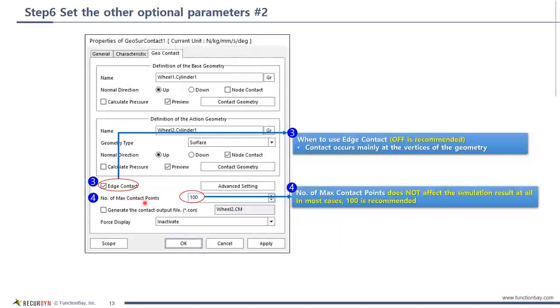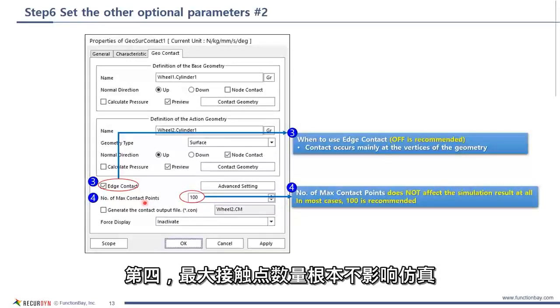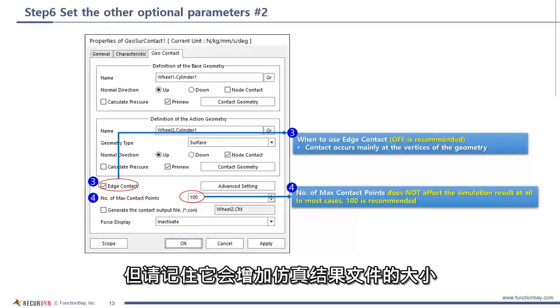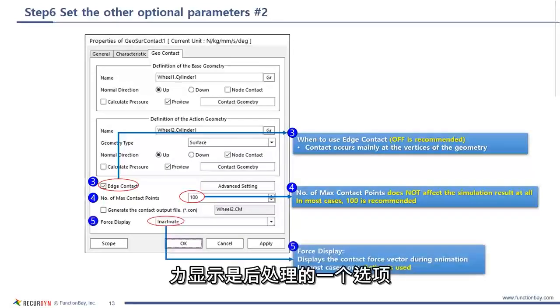Number 4, the number of max contact points doesn't affect the simulation at all. 100 is recommended for this parameter, but please remember you can increase the simulation result file size. Force display is the option for post-process. The contact force vector is displayed during an animation.